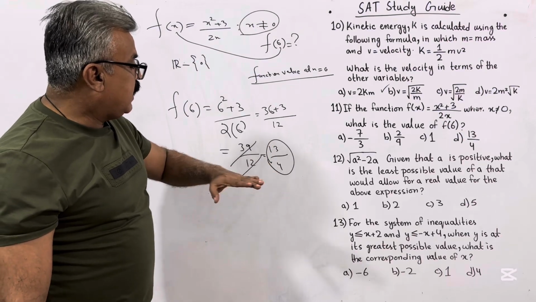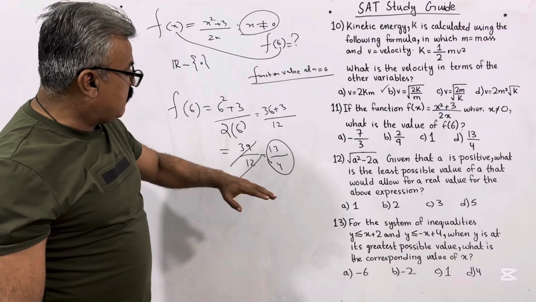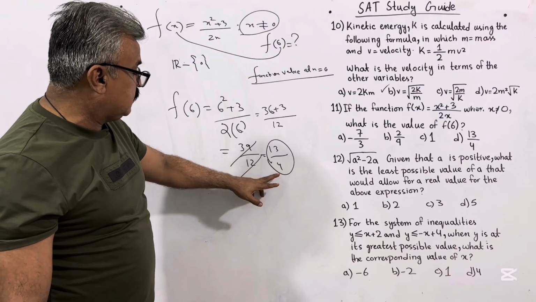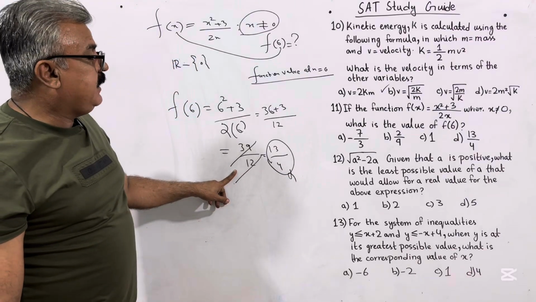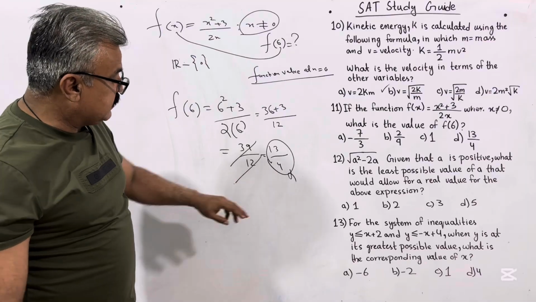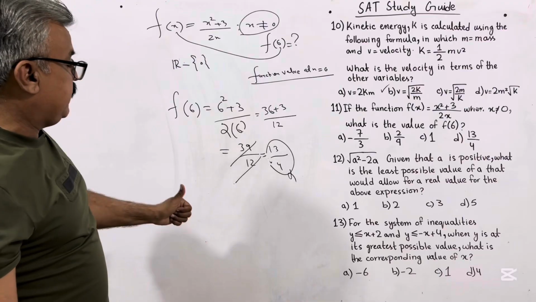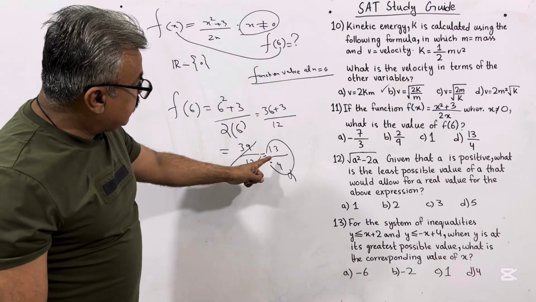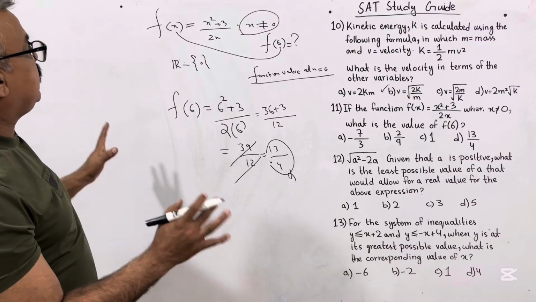13 and 4 have no common factor except 1. That is our answer. Leaving it here is something ridiculous. If simplification is possible, do it. Always write a rational number in relatively prime form. They have no common factor except 1.